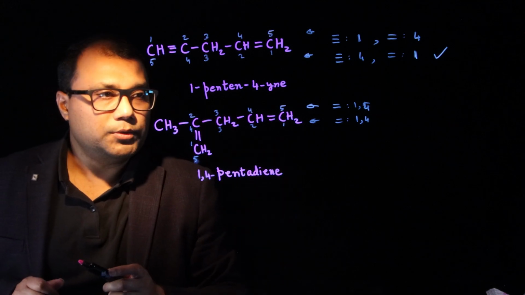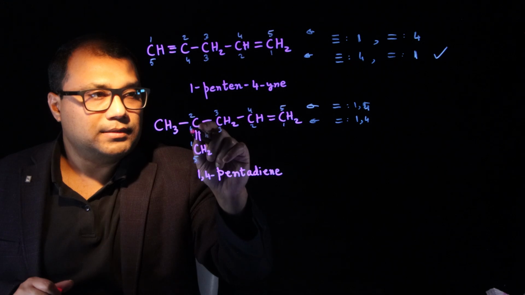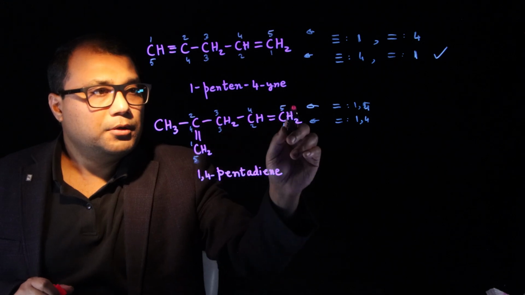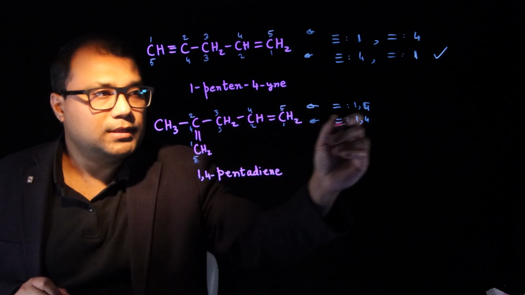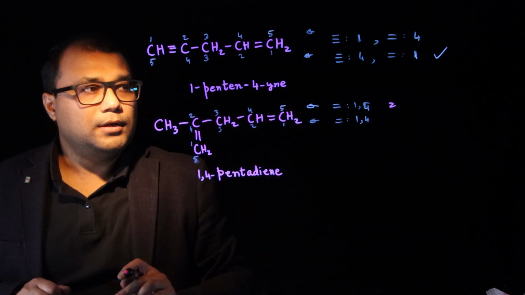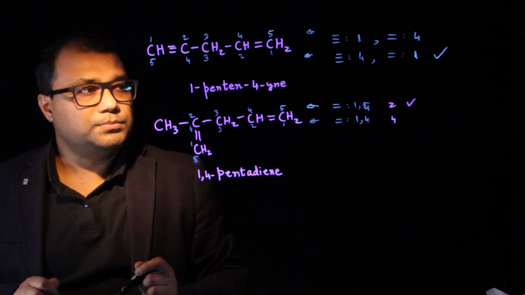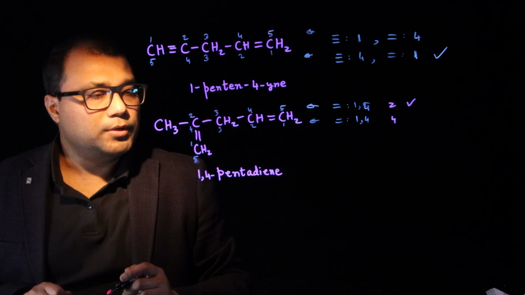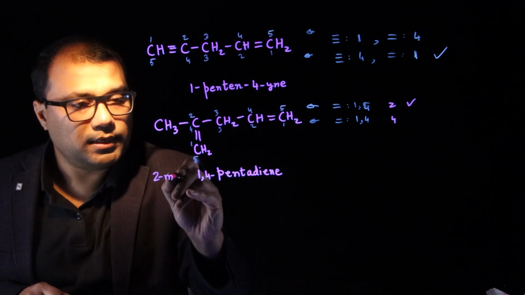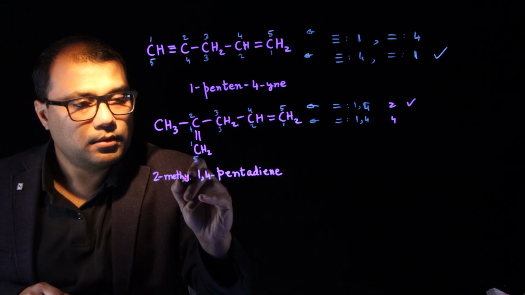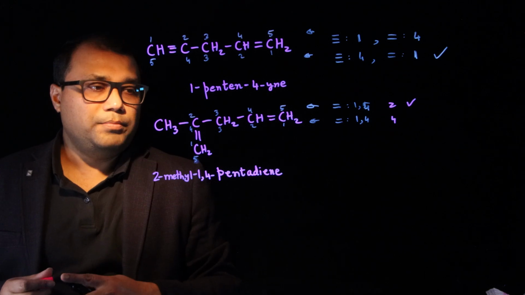That's another thing that we need to consider. If we look at this, the methyl group is at number 4. But if we look at the top numbering scheme, the methyl group is at number 2. Right? So this one must be the right choice. So this should be 2-methyl-1,4-pentadiene.